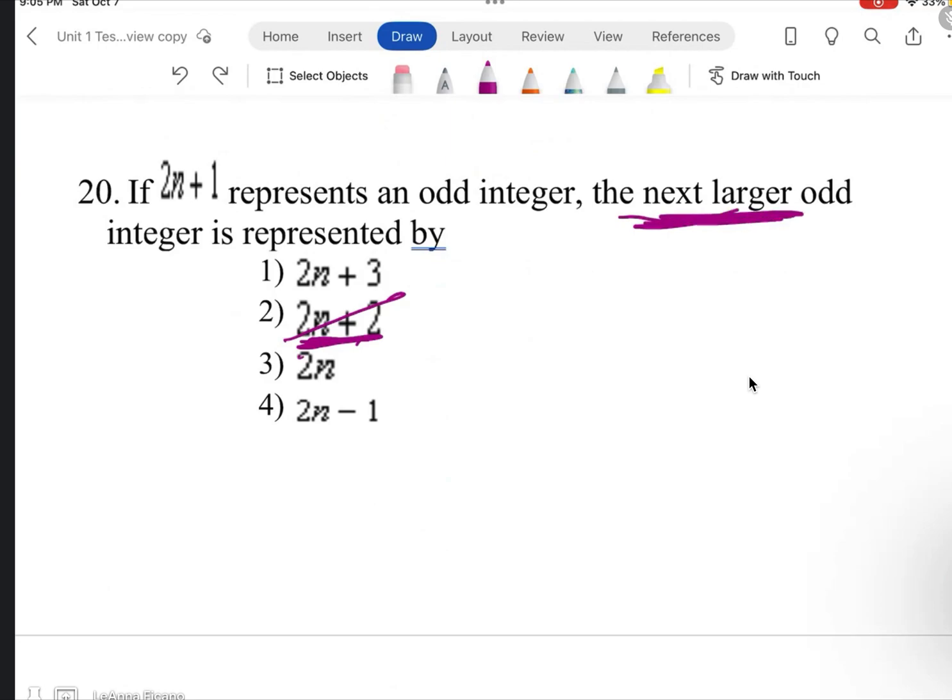2n is less than 2n plus 1, and so is 2n minus 1. So it has to be 2n plus 3. 2 times any number is going to give you an even number, plus that 3, which is an odd number, is going to give you an odd number. And it's larger than 2n plus 1. Again, if you guys have any questions, you're more than welcome to ask.